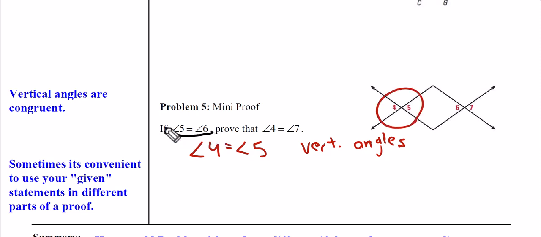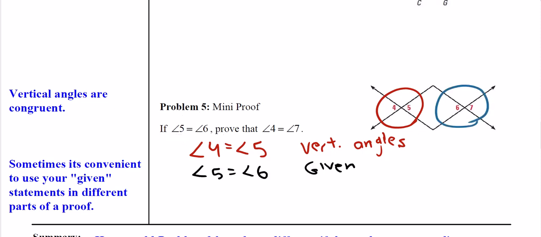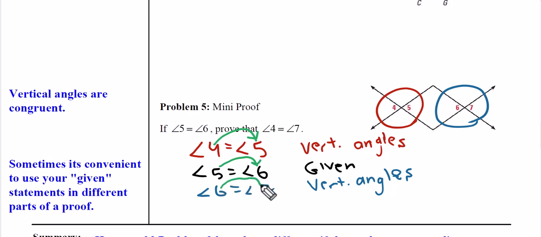Next, I'm going to write my given statement. Next, I'm going to write my statement about angle 6 and angle 7 being vertical angles. But do you notice what's going on here? If angle 4 is angle 5, but angle 5 is angle 6, but angle 6 equals angle 7, notice a pattern. What I end with here is what I begin with here. There's a very serious pattern here.